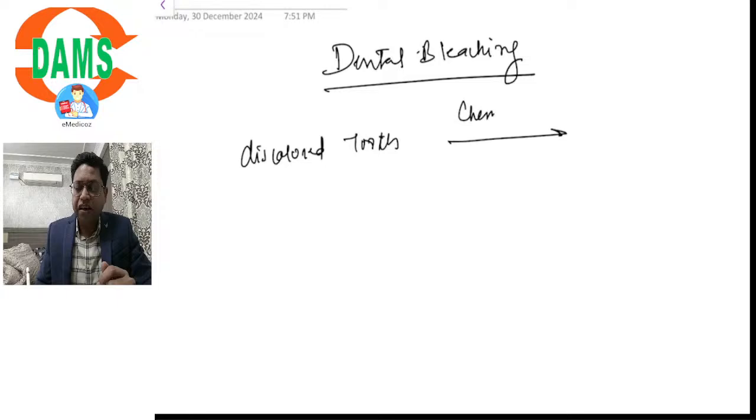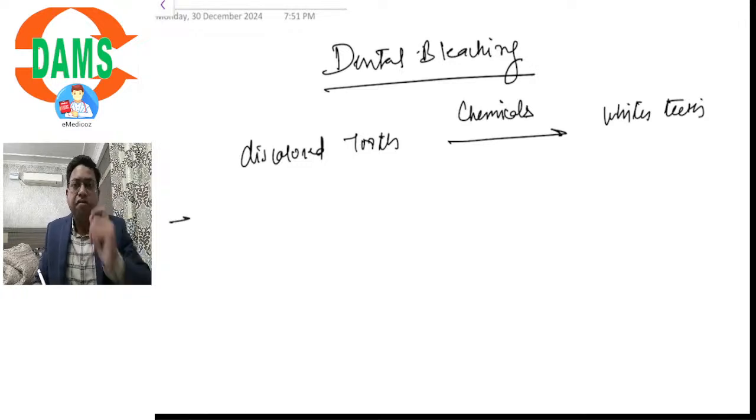And we apply certain chemicals to it. No mechanical treatment is done, but a chemical treatment is done, and that leads to whiter teeth, a lightening of color of the teeth.